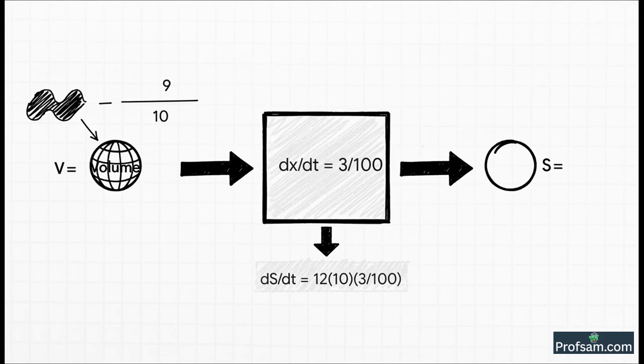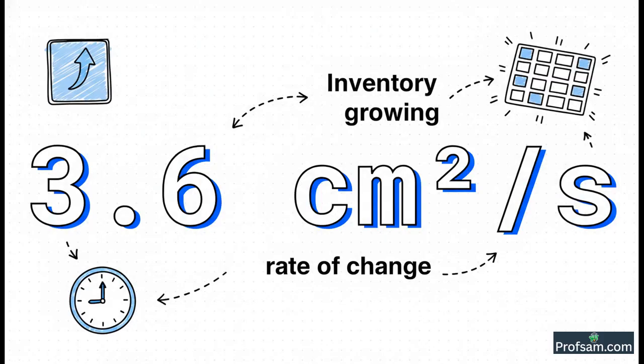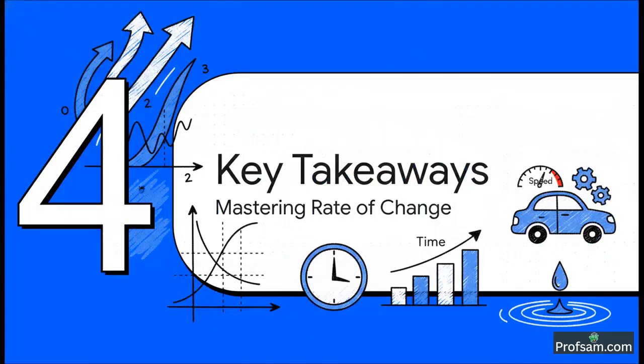We can take this value and plug it into our surface area equation. So dS/dt equals 12 times 10 times our new value of 3 over 100. And when we do that calculation, we get our final answer, 3.6 square centimeters per second. That's how fast the surface area of your inventory is growing. You are doing great. Awesome job.